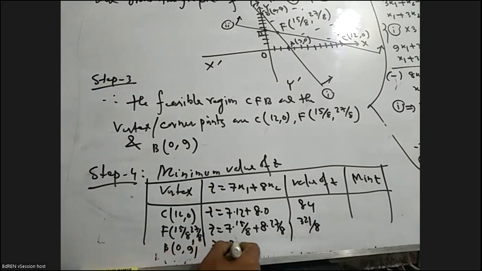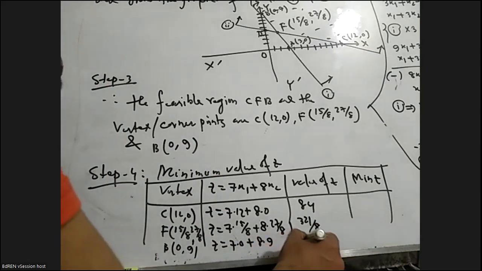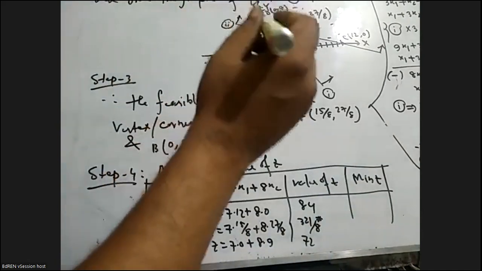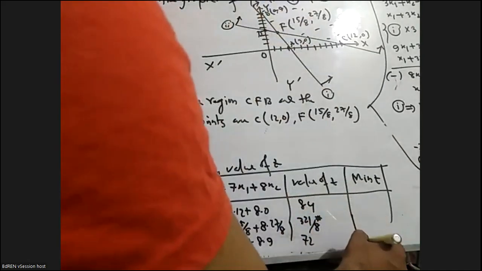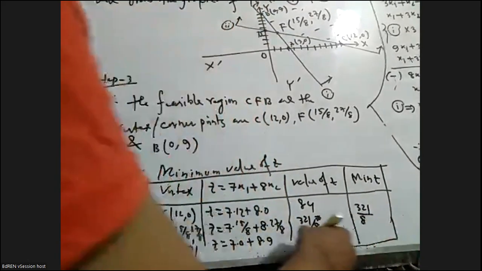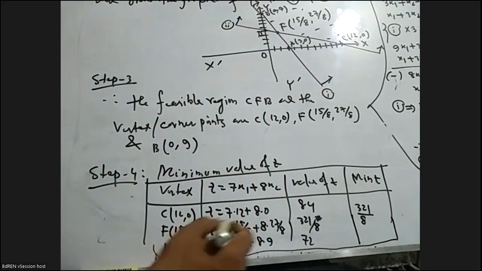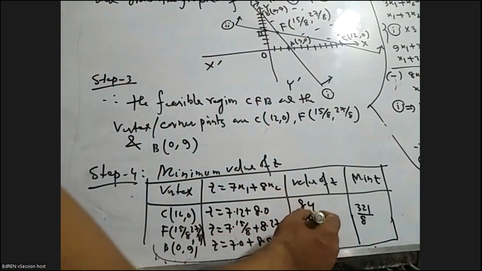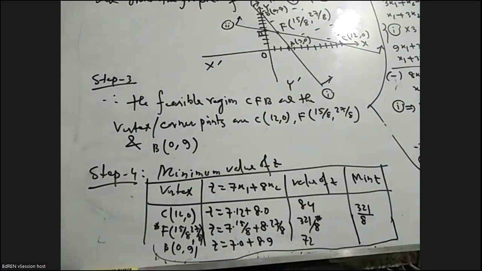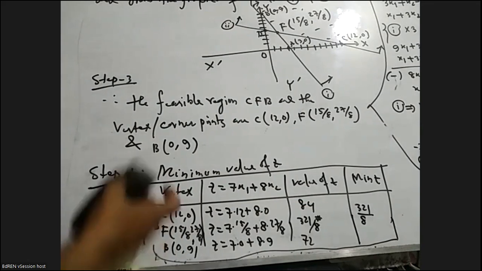So the value of Z will be 7 into 0 plus 8 into 9, that means 72. Actually, the minimum value is this one, approximately 40.125. So the minimum value of Z is 321 by 8, and this value is obtained at this point F. The minimum value of Z is attained at point F.